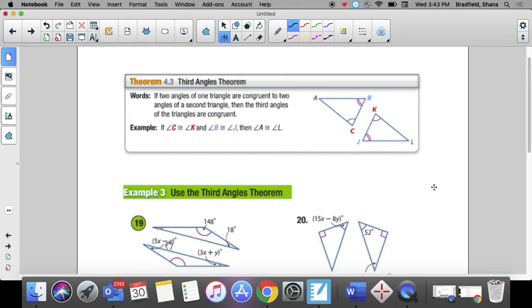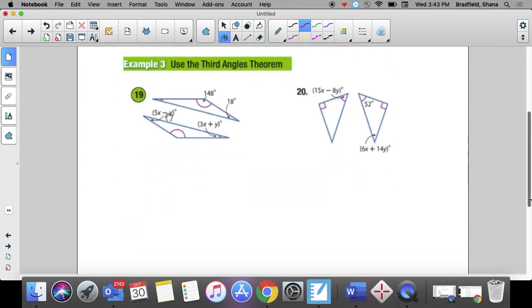Okay, next theorem. This is called the third angle theorem. Basically all it says is if I have two triangles and I already have two corresponding and congruent angles, then the third angles that are left have to be congruent to each other. So I've got C and K corresponding and congruent, and B and J corresponding and congruent. Even though it didn't show me anything, I know that A and L automatically are.